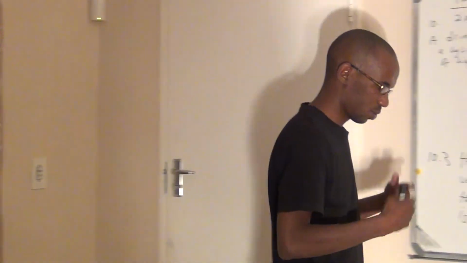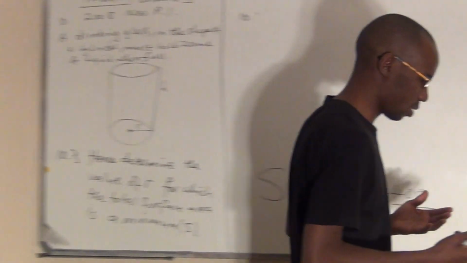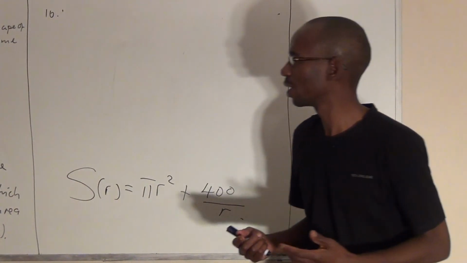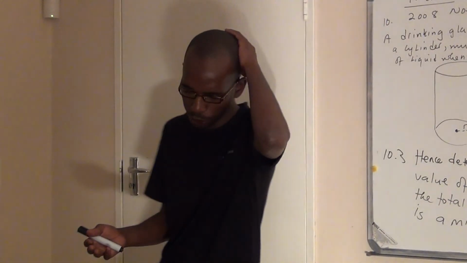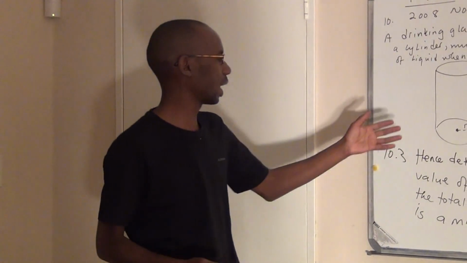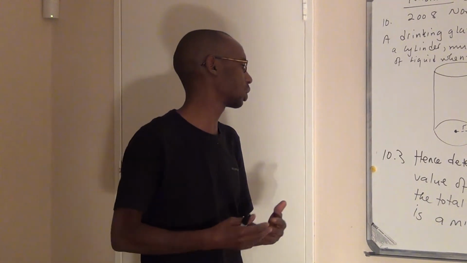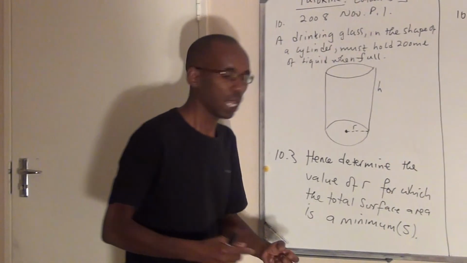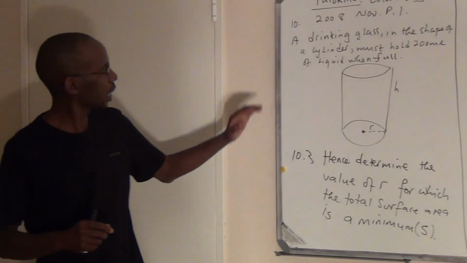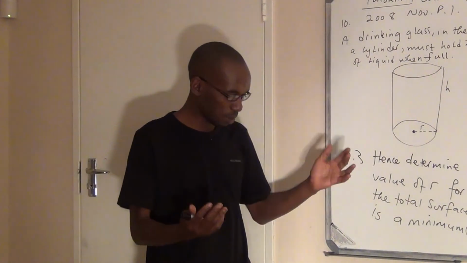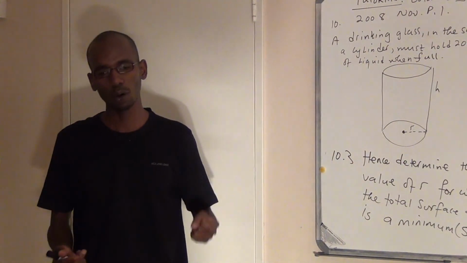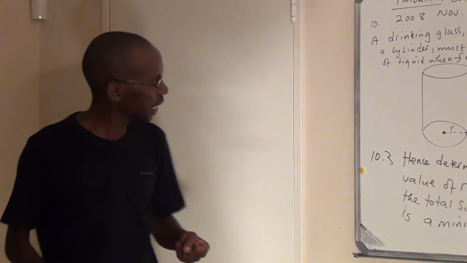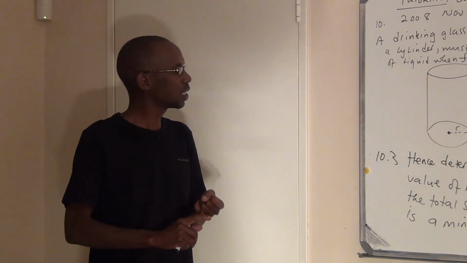But let me just go on and digress a bit. Why will it be important for us to find a value of r for which the surface area of the glass is some minimum value? If we can have the minimum surface area possible, but still have our glass holding the same volume of water or the same volume of liquid, then one, we'll be saving ourselves.